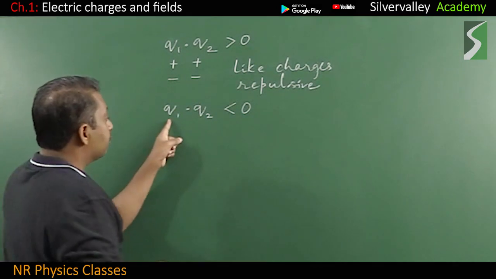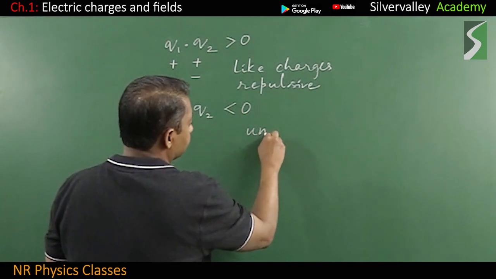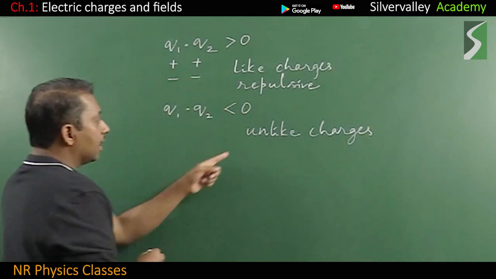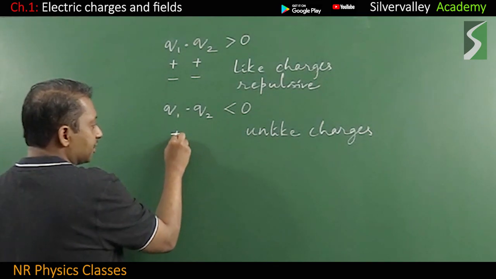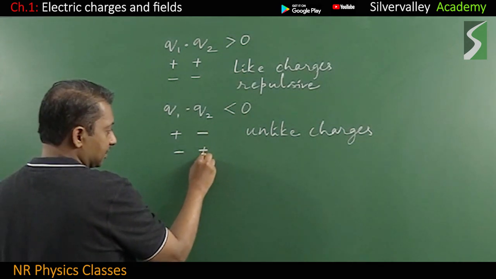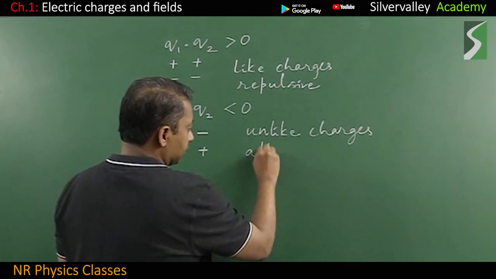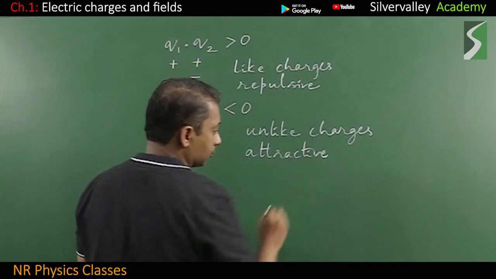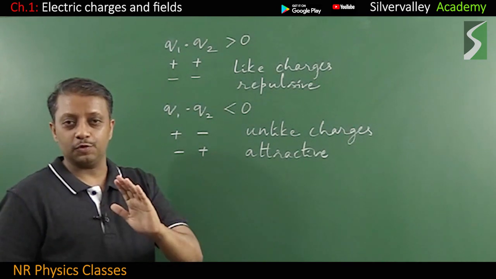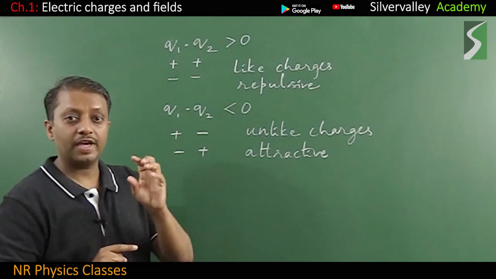Repulsive force. If the product of two charges is less than 0, then the nature of charges is unlike. Unlike charges means one of them is plus and the other is minus. Then the product of these two is less than 0, minus into plus less than 0. So unlike charges, and the force is attractive in nature. In most of the questions they just mention attractive force or repulsive force, which means they are indirectly mentioning the nature of charges. So we have to catch that point.